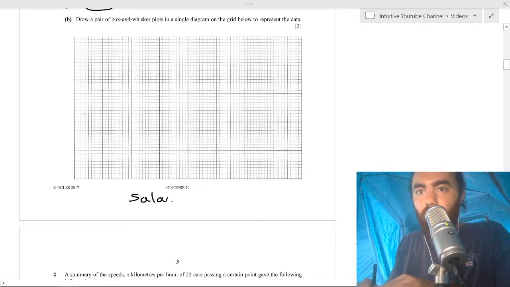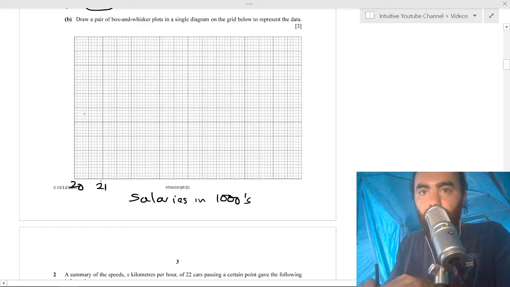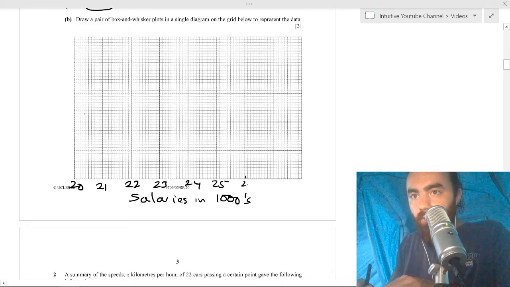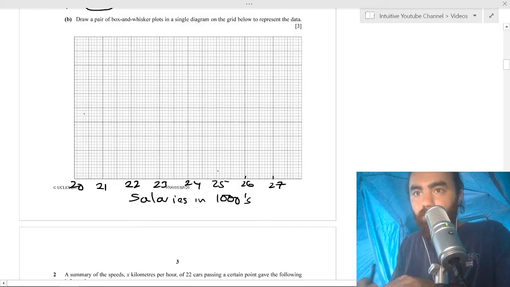So if we did salaries in thousands here, we could start at 20,000 and move up. This is 10 points, so each one is going to be 100, which is a good pick for this plot. So you have 22, 23, 24, 25, 26, and 27. That will encapsulate all of the values for men and women.